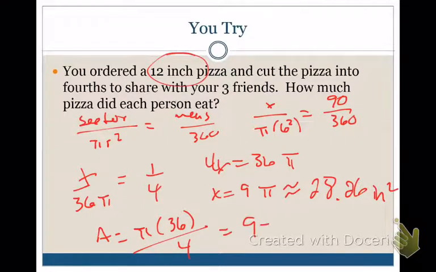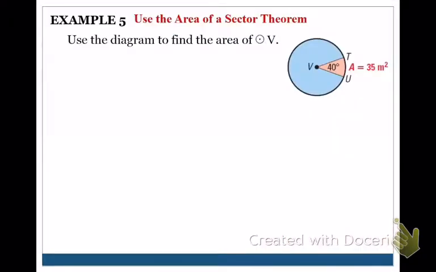And then that would still give you 9 pi. So you can do it that way too. But I wanted to keep using the proportion so that we're familiar with it. Okay? All right.